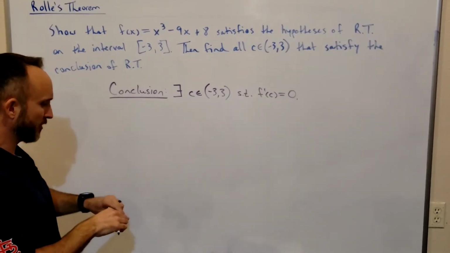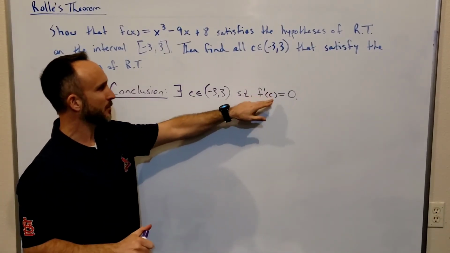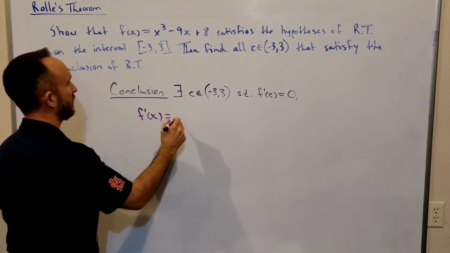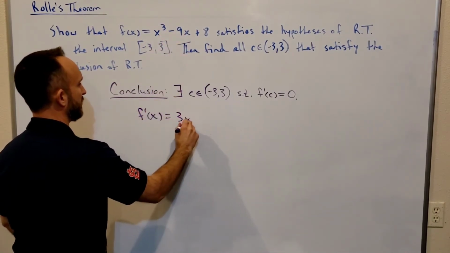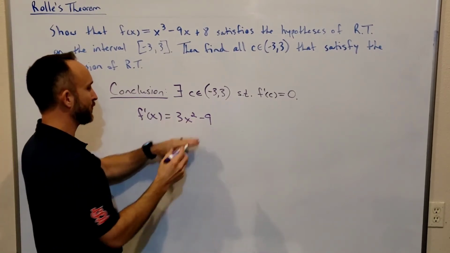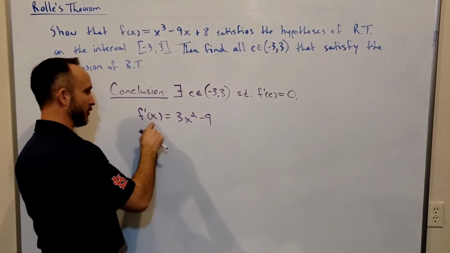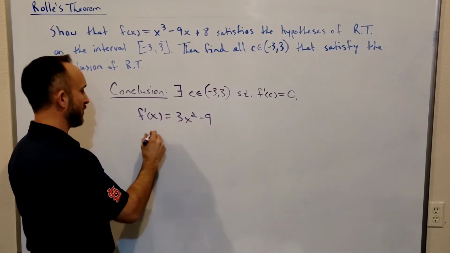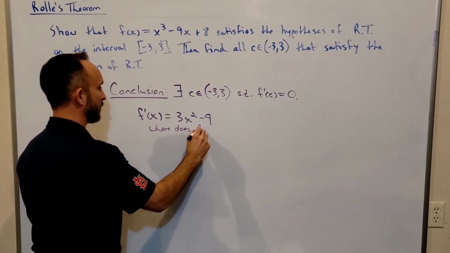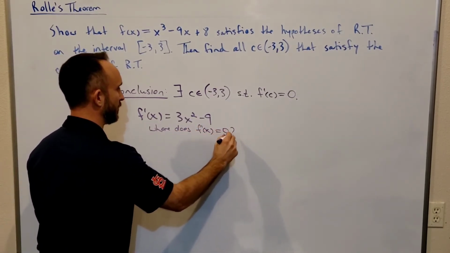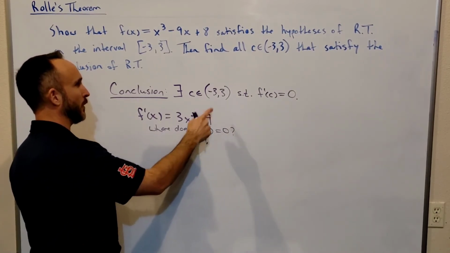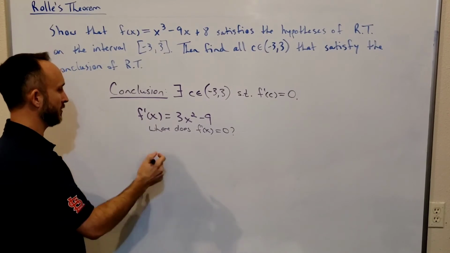Okay? So if we want to figure this out, we need to look at f prime of x. Let's look at the derivative. Again, that's 3x squared minus 9. And what we want to do here is we need to know where does the derivative equal 0, right? Where does f prime of x equal 0? That's what we need to figure out. And the x values we get will be what we would choose for our c. Okay? So let's check it out.